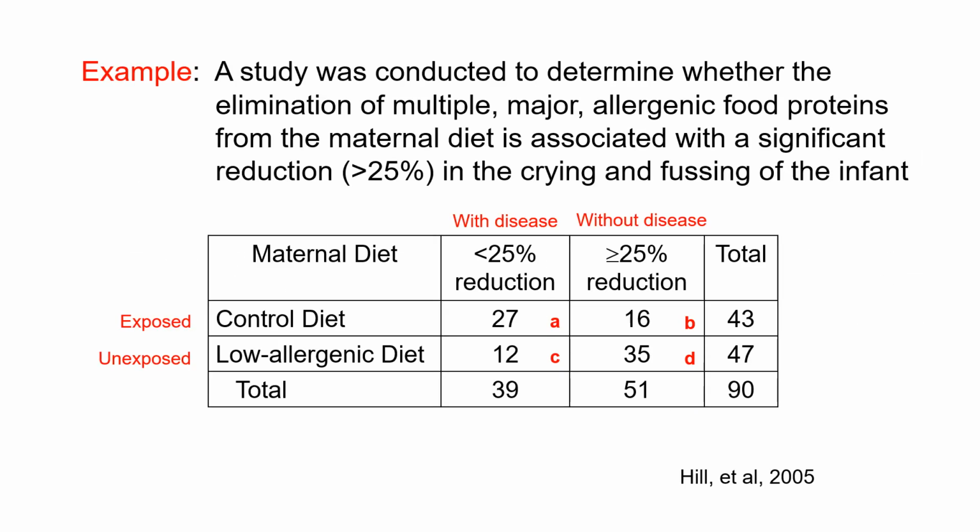In this example, the investigator wishes to determine if a low allergen maternal diet can reduce crying and fussing in the infant, which are symptoms of colic. The exposure variable is the control diet containing allergenic food proteins, and the outcome is non-significant reduction in the crying and fussing of the infant.